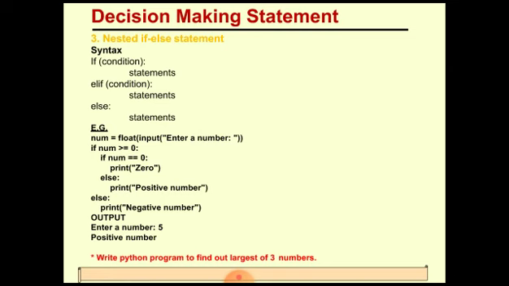It will be checked only if num is greater than or equal to 0. If this condition returns true, only then will the control go to the second if, because it is nested inside the if block. You know that the if block is executed only if the if condition is true. So only if num is greater than or equal to 0 is true, will if num is equal to 0 be executed. If it is 0, then it will print 0. Else it will print positive number.